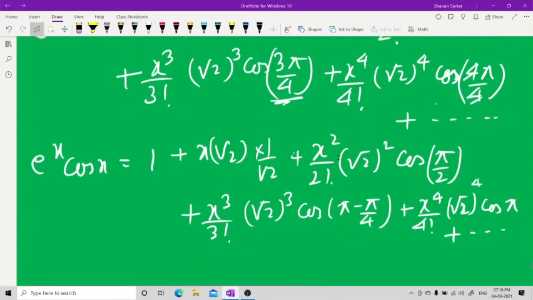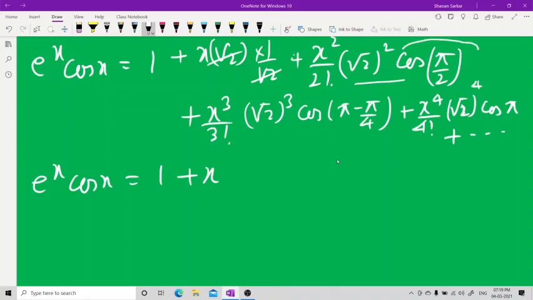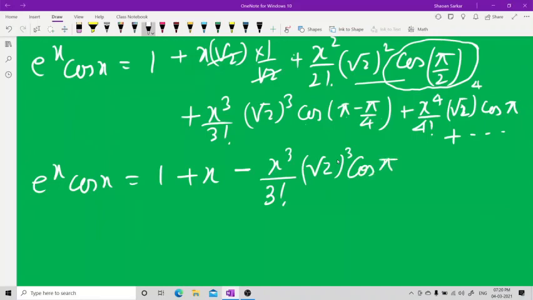Now let us go ahead. This √2 will cancel with this √2. So e^x cos x is equal to 1 + x. This whole will become 0 because cos(π/2) is 0. Cos 90 is 0. Now you have cos(π − θ) is minus cos θ. So x³/3 factorial (√2)³ cos(π/4). And cos π is minus 1, so minus x⁴/4 factorial (√2)⁴, and so forth.